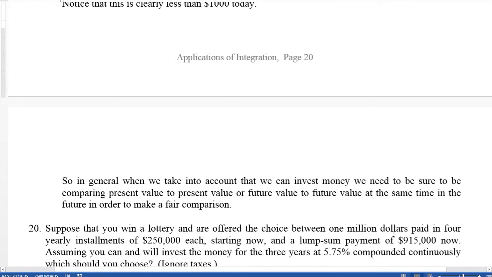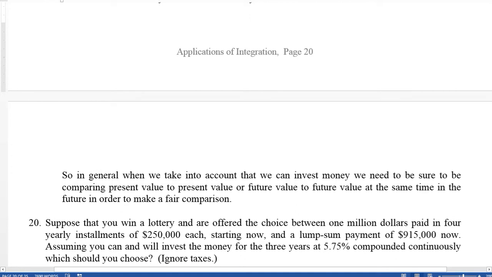Okay, now let's try something a little different, or an extension of this idea. That was just one payment. Now suppose instead you win a lottery, and here are the choices. You can get $1 million paid in 4 equal yearly installments of $250,000 each starting now, or you're given a lump sum payment of $915,000 now.